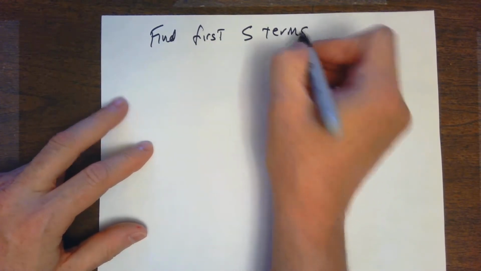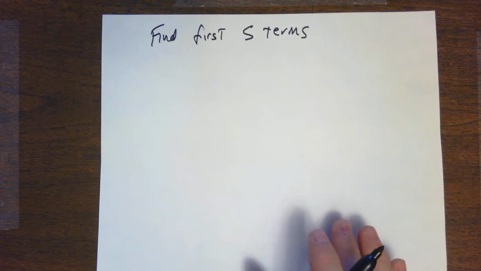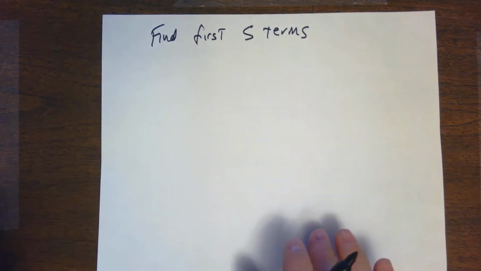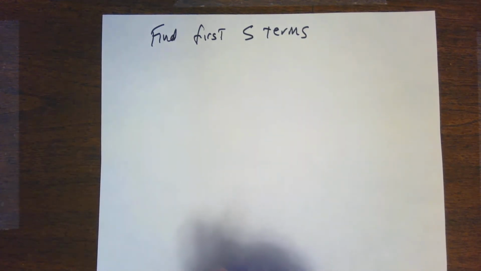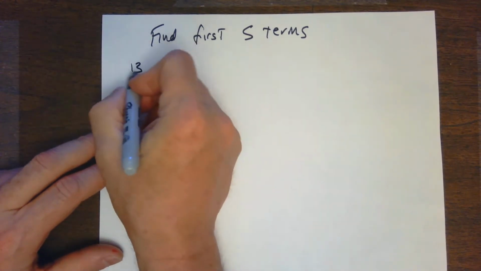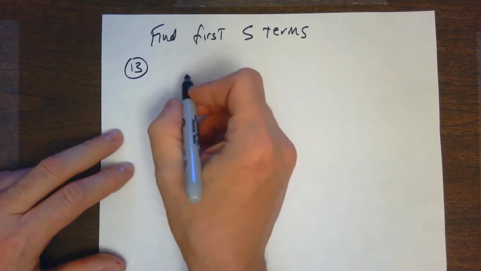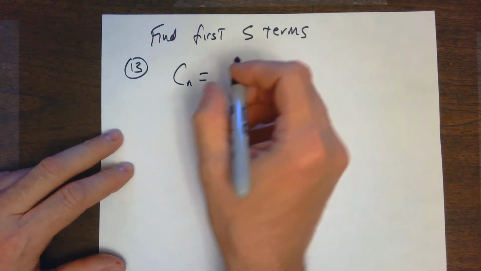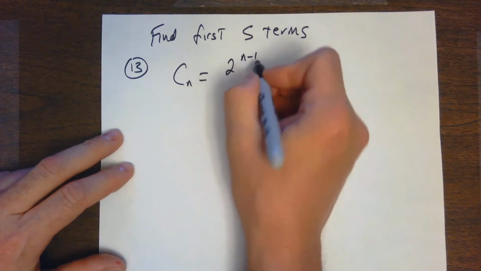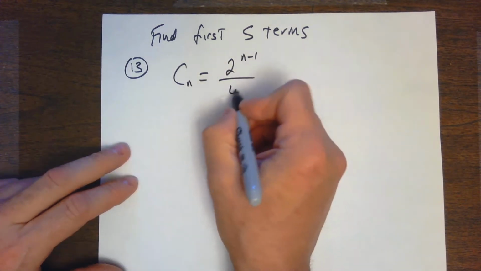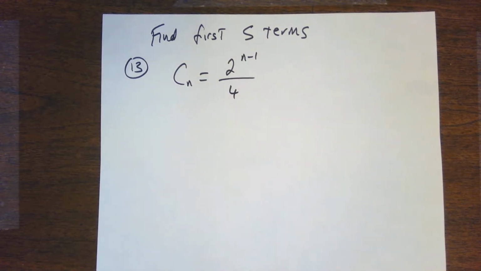So we're just going to generate this sequence given a formula. The one that I want to use is, let's see, I assigned 11. I like number 11. We're going to do number 13. I didn't assign number 13. C of n equals 2 to the n minus 1 over 4. So that's my formula, and I want to find the first 5 terms.